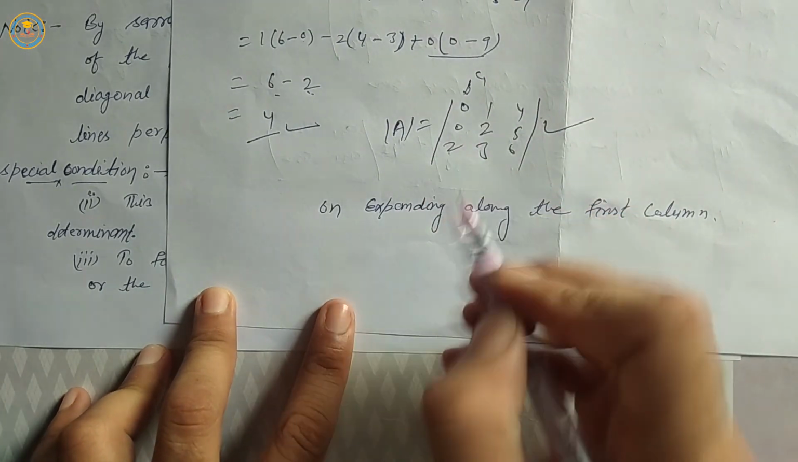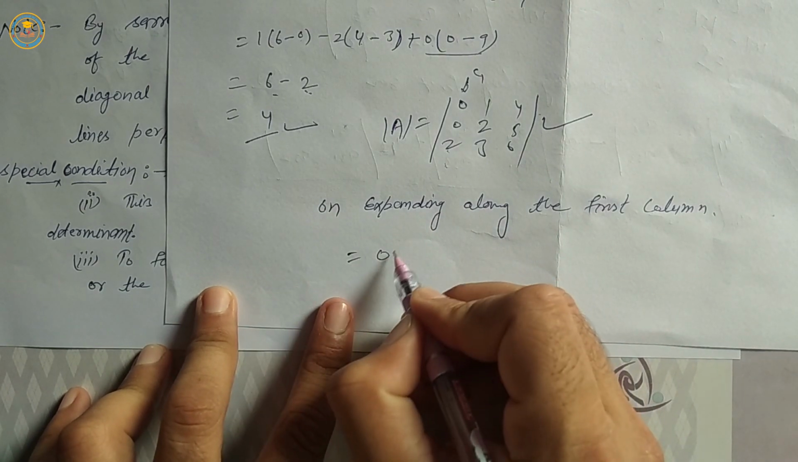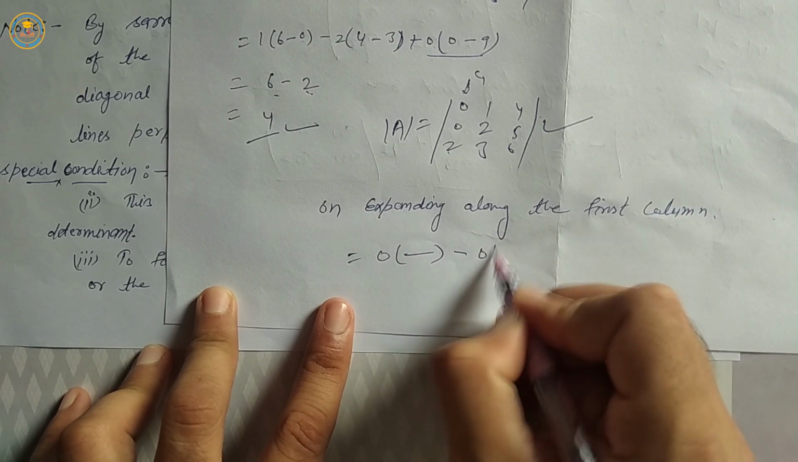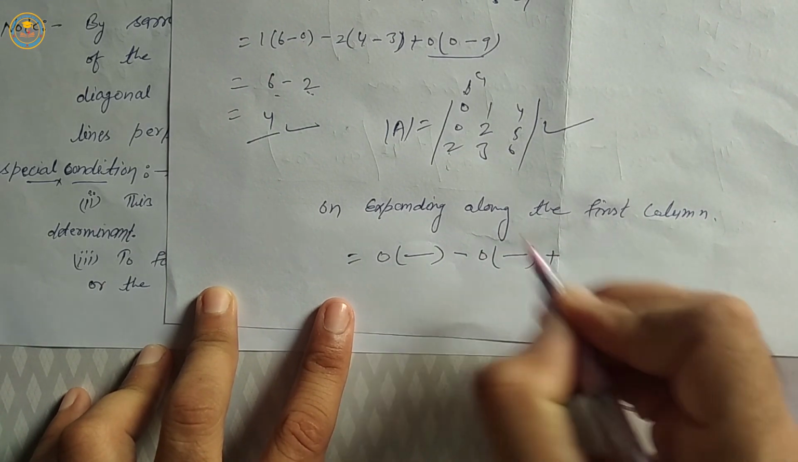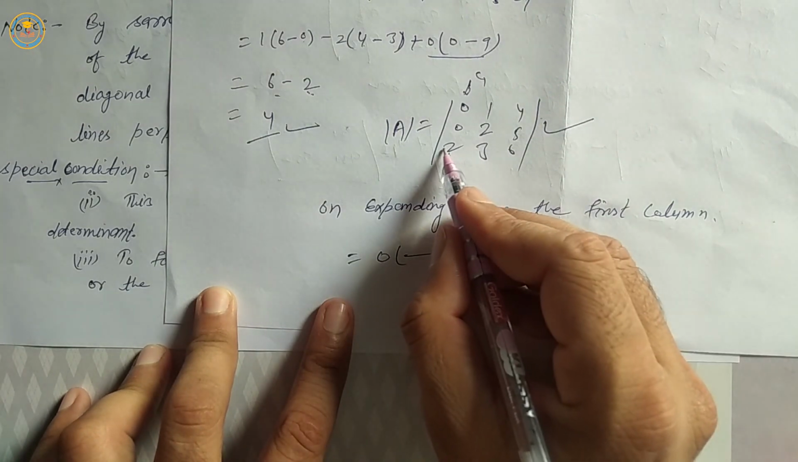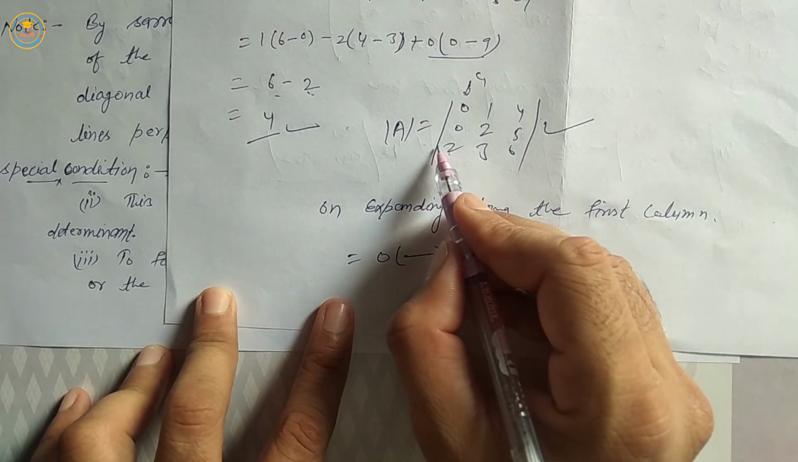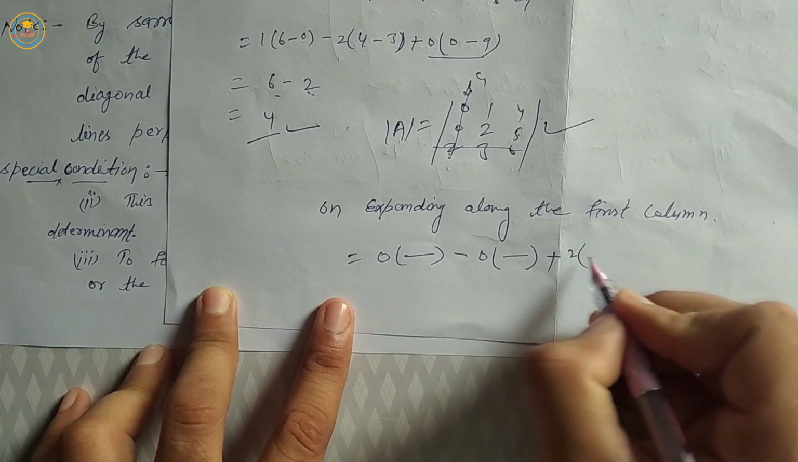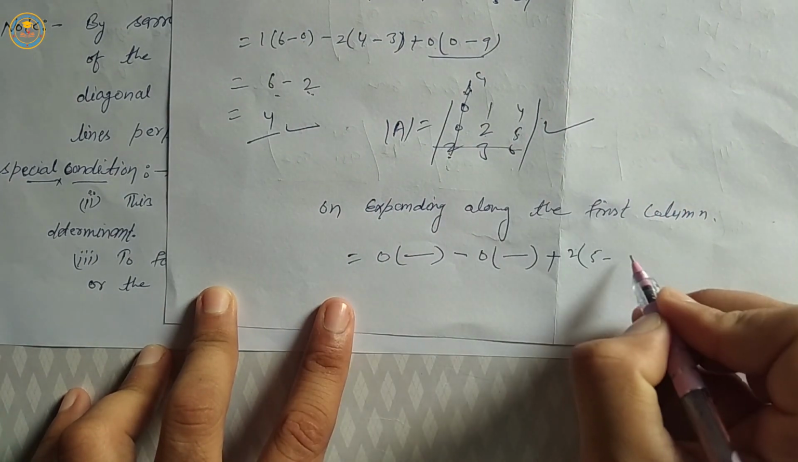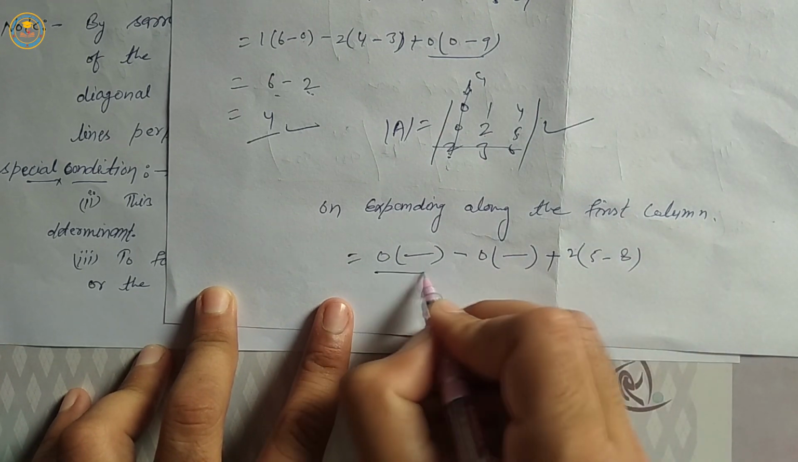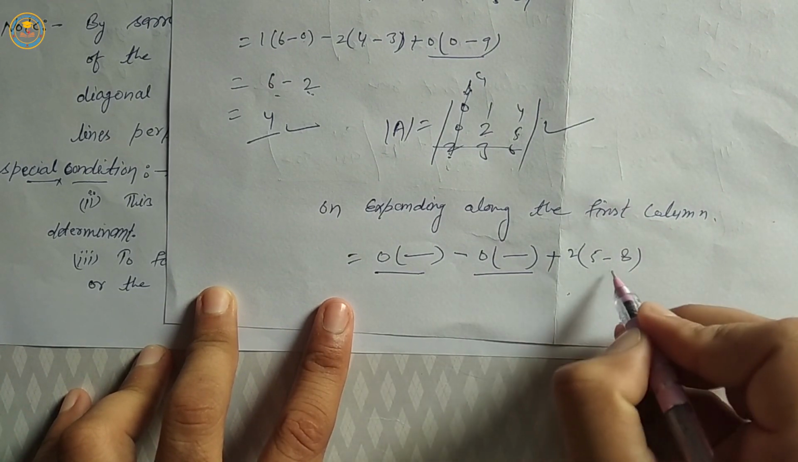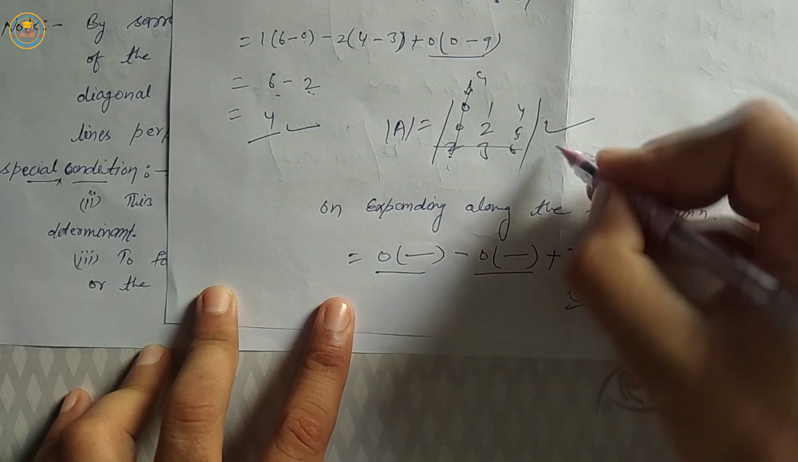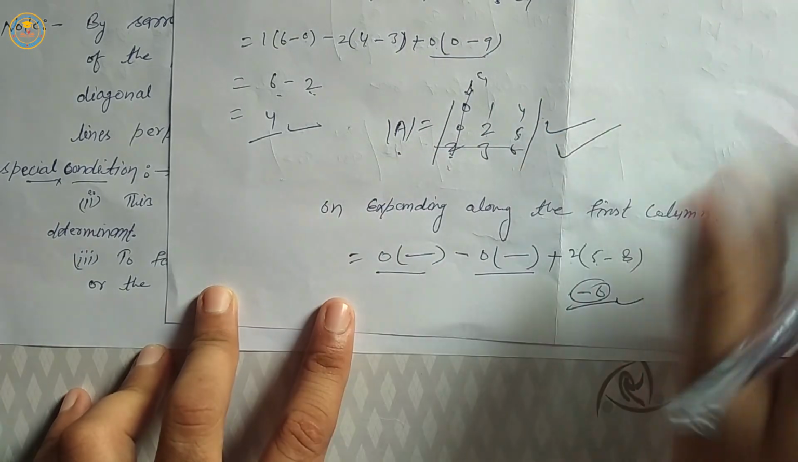0, 0, 2: it is equal to 0 into something minus 0 into something plus 2 into the determinant left after leaving the corresponding row and column of element 2, which is 1 into 5, 5 minus 4 into 2, 8. 0 plus 0 plus 5 minus 8, that is minus 3, equals 2 into minus 6. That is the answer for the determinant of A.